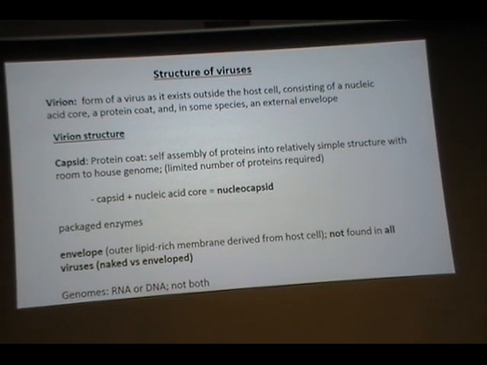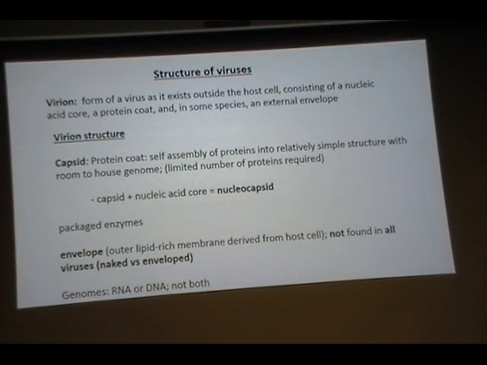So what about the structure of these viruses? Well, you're going to hear some terminology. You're probably familiar with a lot of it. One is the virion itself. This is the form of the virus that exists outside of the cell. It has at minimum a protein structure surrounding a nucleic acid. What is that protein structure? Well, it's called a capsid. And these are made of viral proteins that have the property of being able to self-assemble.